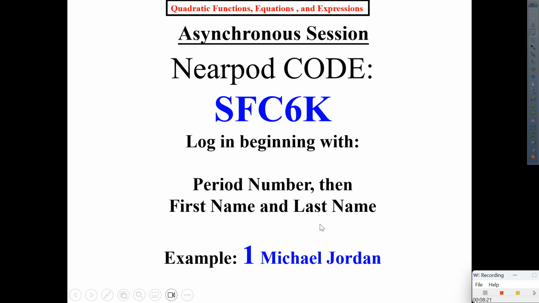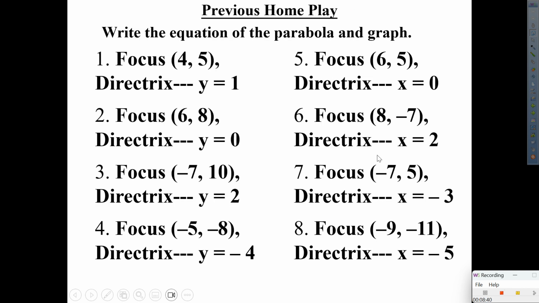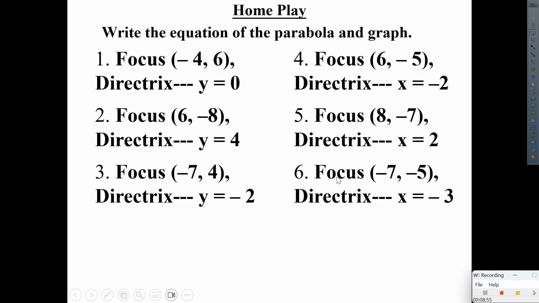All right. So, like I said, last night's home play was this one. You should have that one. I'm not going to pick it up for the sake of time, because tomorrow's minimum day, and I might surprise you. And tonight's home play.